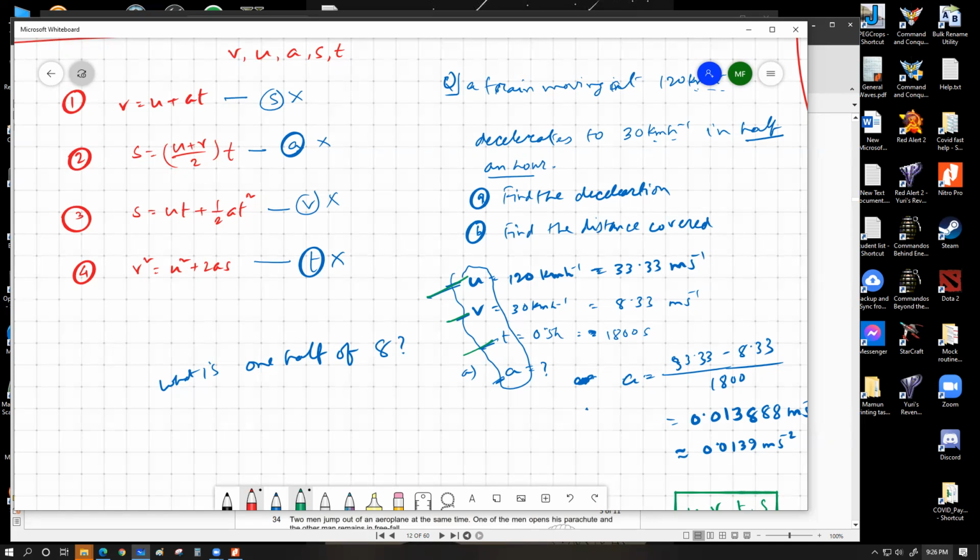Sketch the VT graph, labeling all necessary values, while doing any further calculation necessary. Full stop.